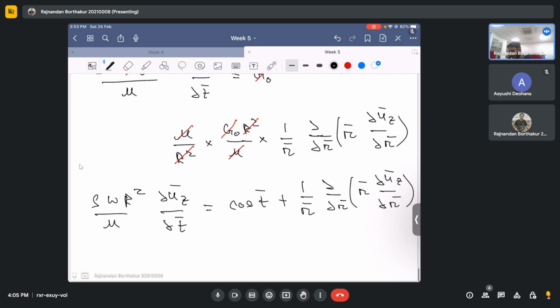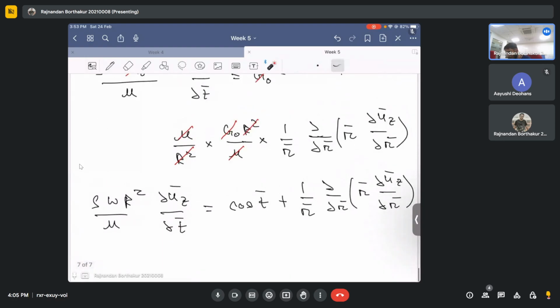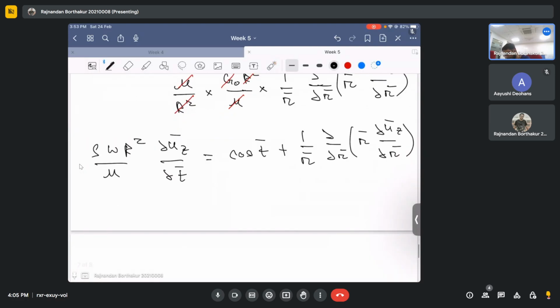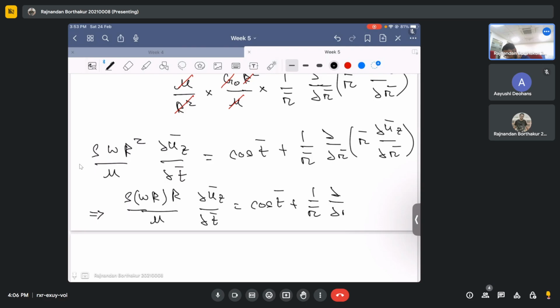So now what we'll do is we will simplify this term as follows. We will write this term as rho times omega r times r divided by mu into del uz bar by del t bar, and this is cos of t bar plus 1 by r bar del r bar of r bar times del uz bar by del r bar.